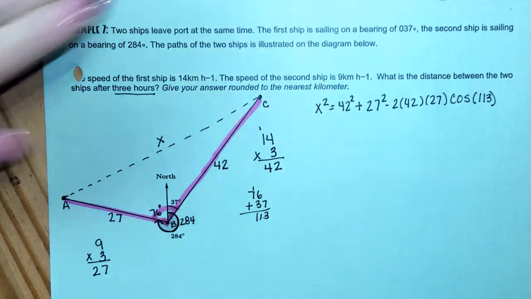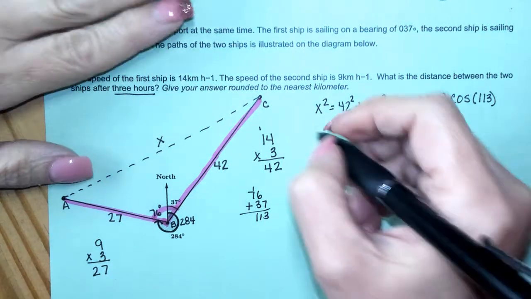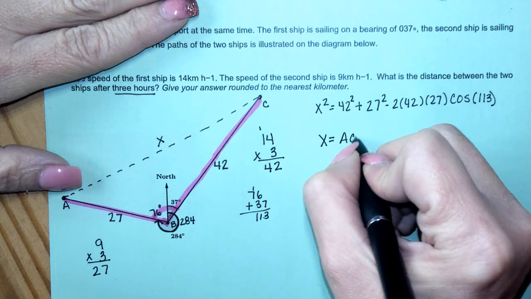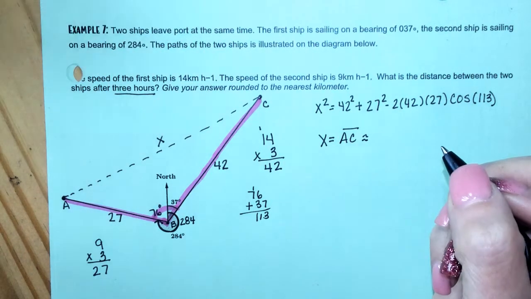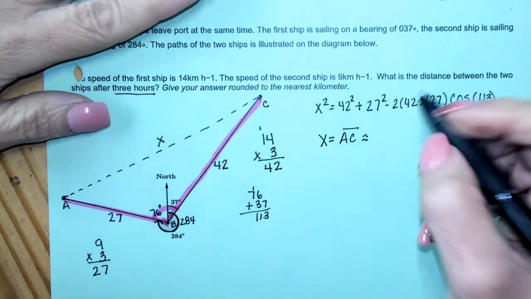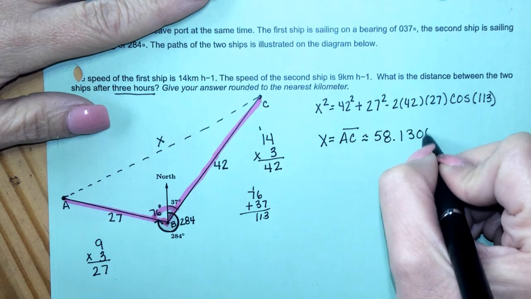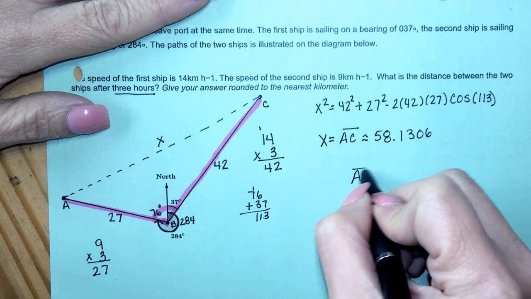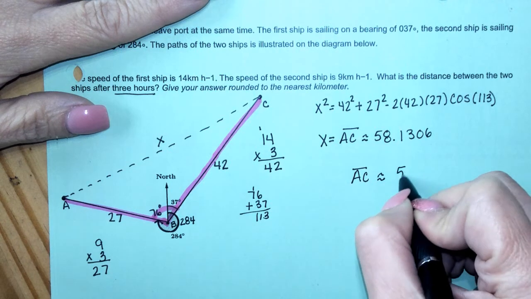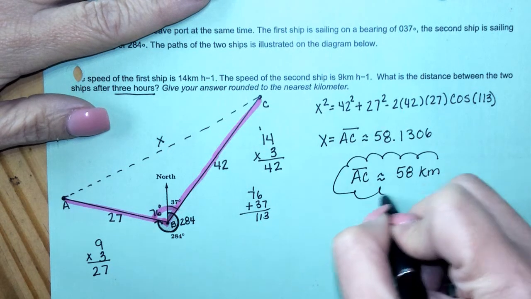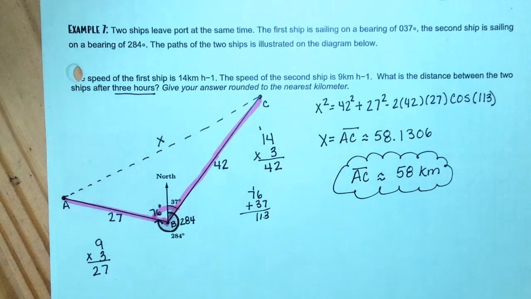I'm going to give you the final answer, so if you want to pause it now and get that. But I'm going to tell you that x, which is actually side AC, is approximately, give your answer to the nearest kilometer. I got 58.1306, but to the nearest kilometer, it would be 58 kilometers. Hopefully you're getting the hang of that cosine rule. I mean, gosh, we use it like all the time on this unit.